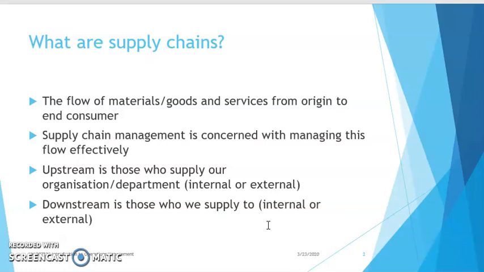Upstream is those who supply our organisation or department with the goods and services that we need. So our suppliers are upstream, and downstream is those that we supply to. In the case of if we were working in a cake factory, upstream would be the suppliers for our flour, our eggs, our butter, and such like. Downstream is who we supply to, so it could be the various shops, supermarkets, it might be cafes directly, large organisations. Okay, so upstream, supply to us, downstream, who we supply to.